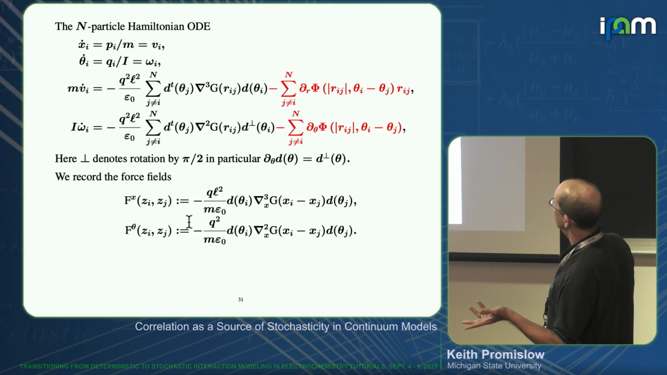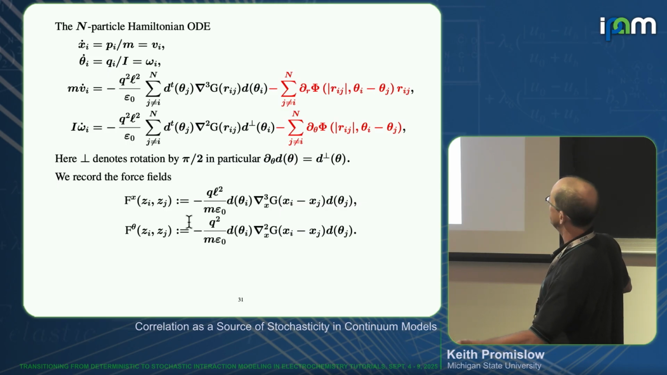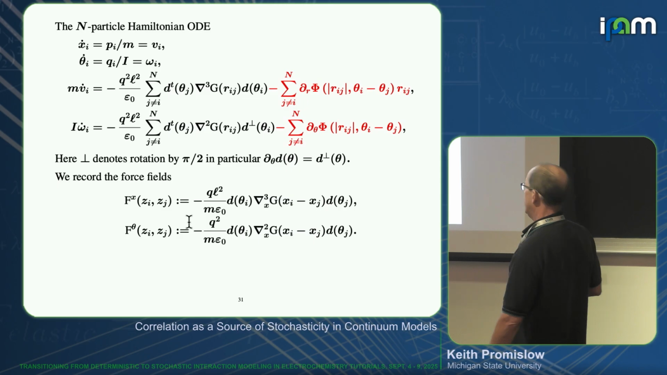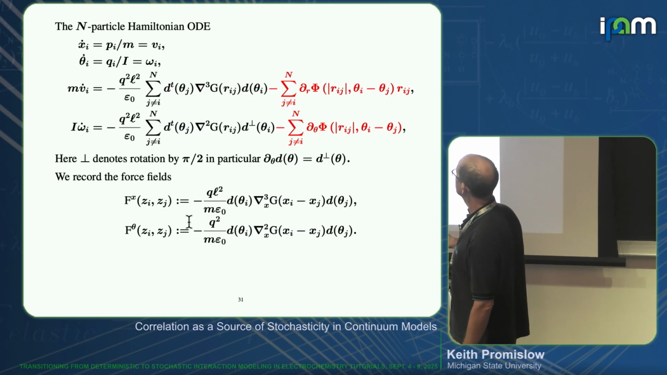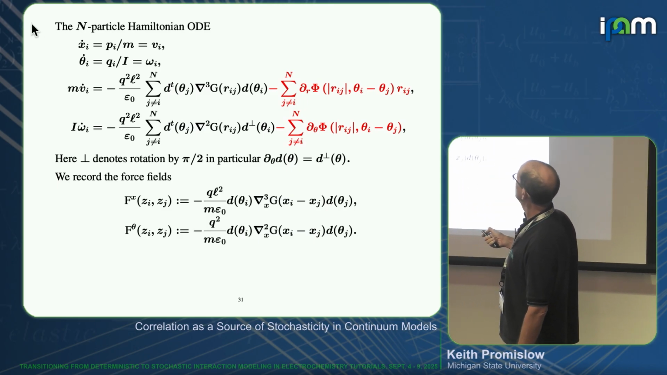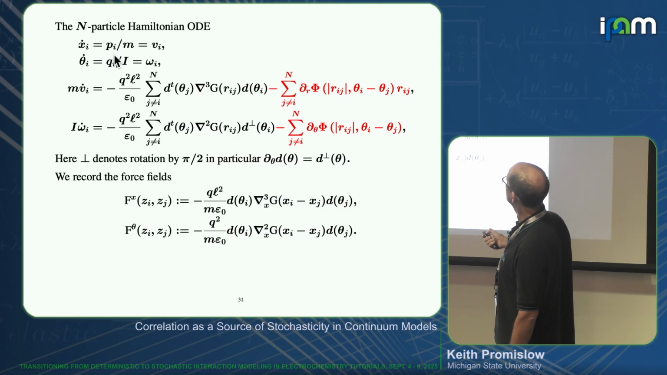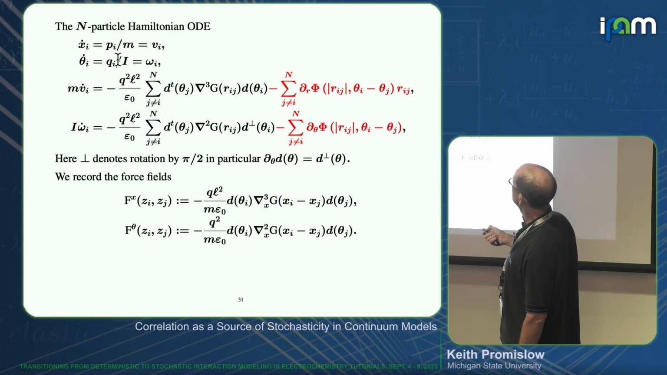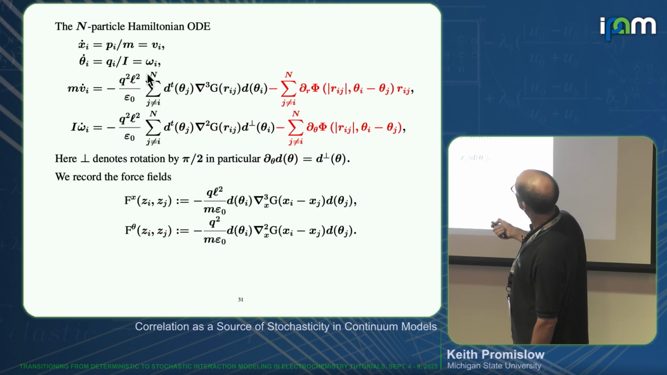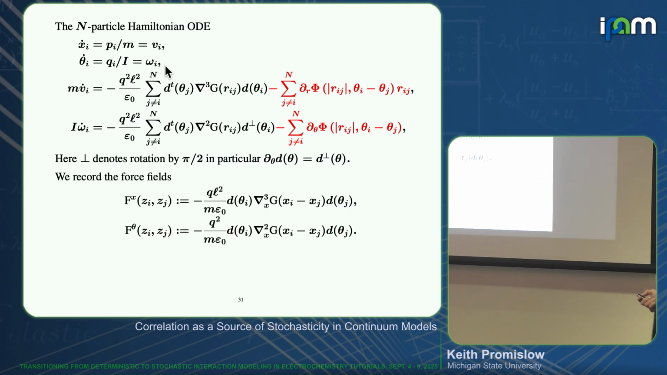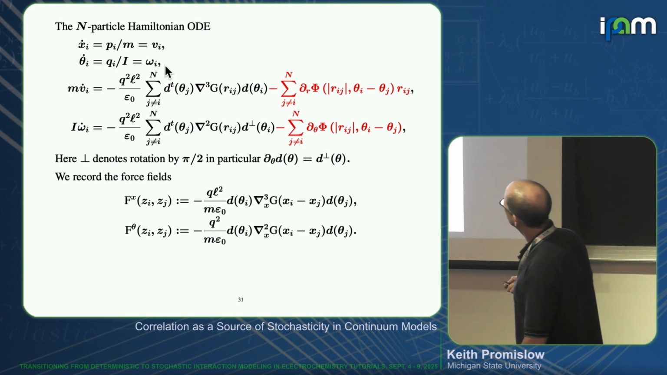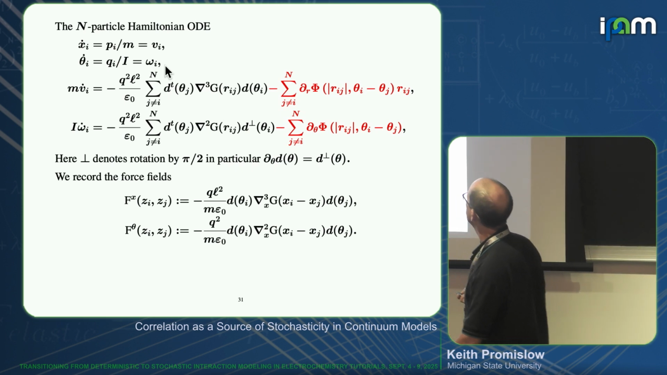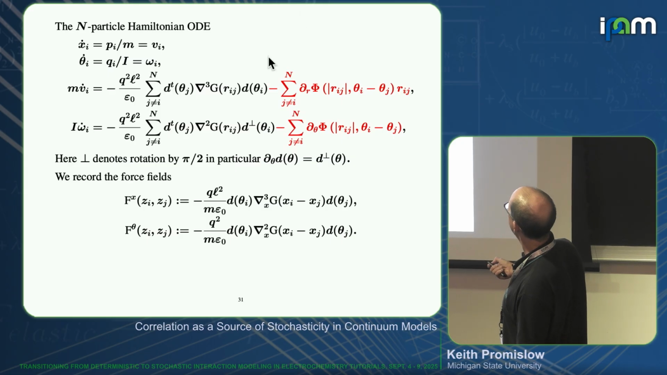Okay, so I'm going to put down my n-particle Hamiltonian ODE, my molecular dynamics system. The x_i, the positions, are just trundled along by their momentum, which is their velocity when you divide by the mass. And the angles are trundled along by their angular momentum, which is just the angular velocity, omega_i, when I divide by the moment of inertia. I don't know what I is called formally. Okay, that's trivial.